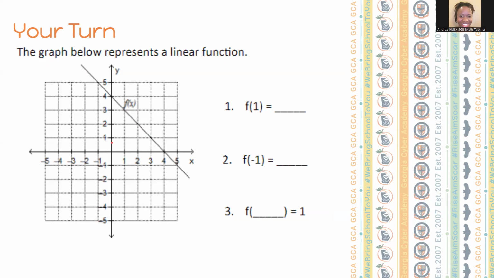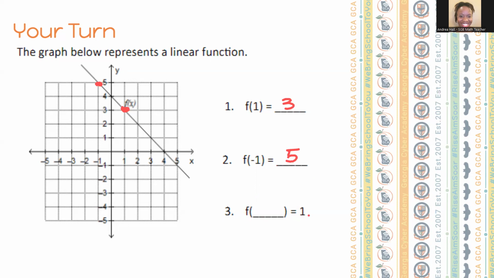All right, welcome back. f of 1, so that means the x value is 1. What's the y value? f of 1 is 3. f of -1, that means the x value is -1. What's the y value? The y value is 5. f of -1 is 5.